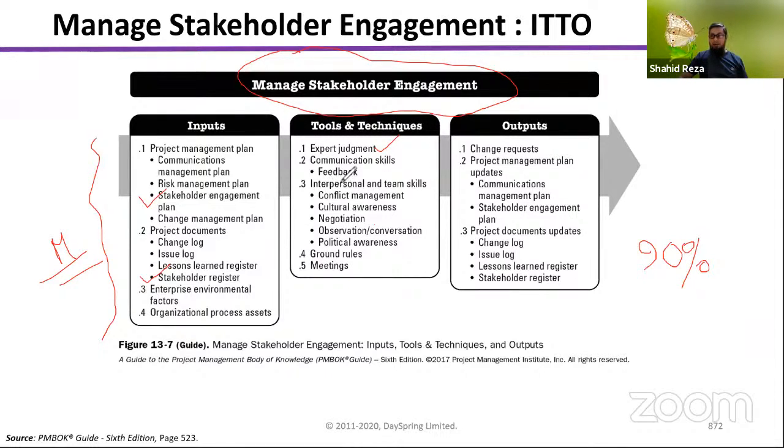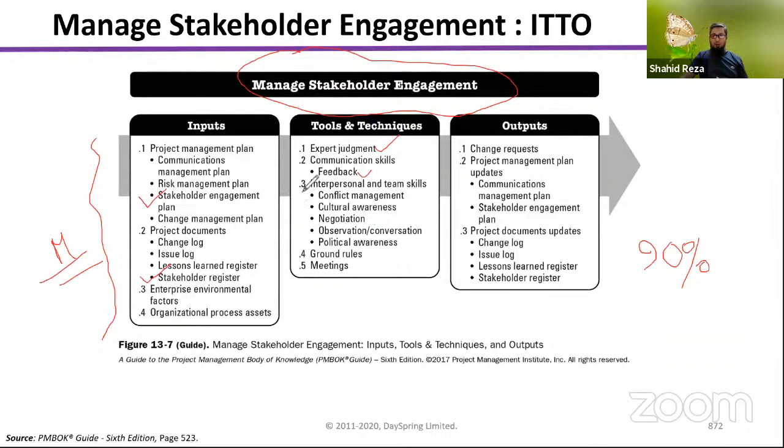So you have to take feedback on whether your engagement plan is working or not. That's why under communication skill, the main technique you will use is taking feedback from your stakeholders or other sources, to see whether all your efforts are effective or not. Otherwise, you have to replan. You have to update your plan. It will not work. So you will have to take feedback.